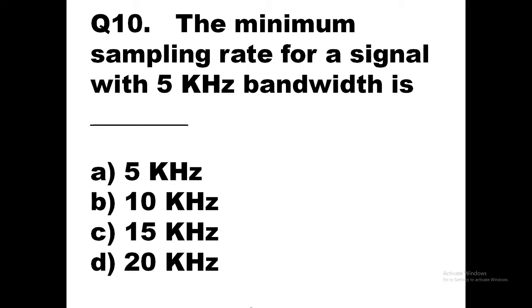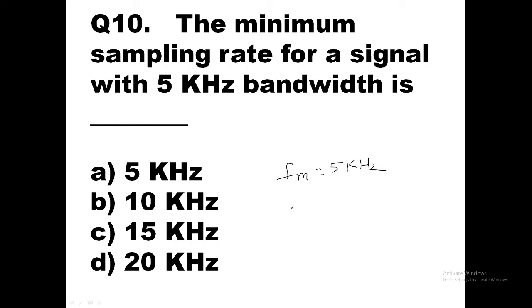Okay, so here you have to see what are the options given. Option A is 5 kilohertz, option B is 10 kilohertz, option C is 15 kilohertz, and option D is 20 kilohertz. Okay, so here if you see the frequency he has given in the question for a signal, Fm is equal to 5 kilohertz.